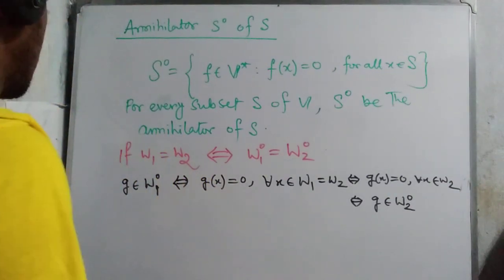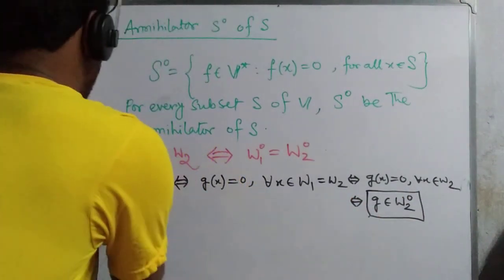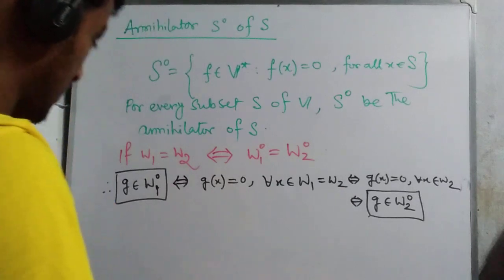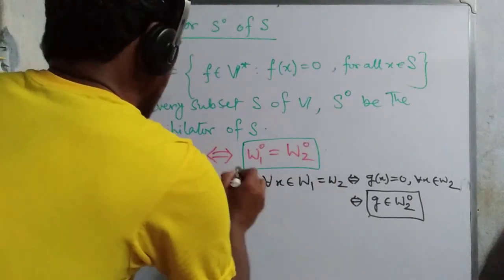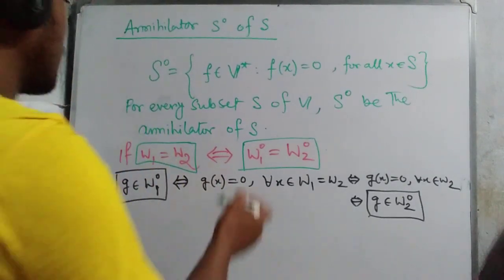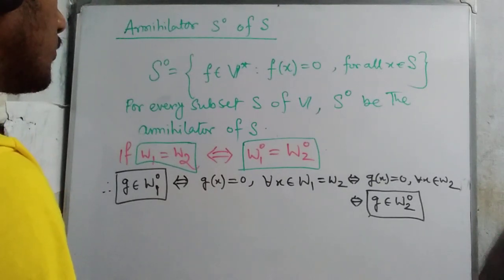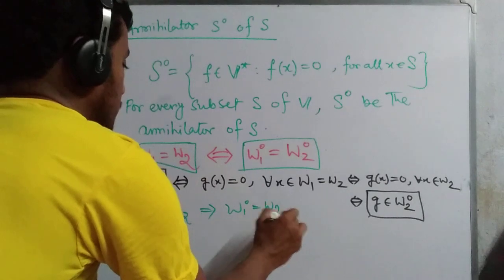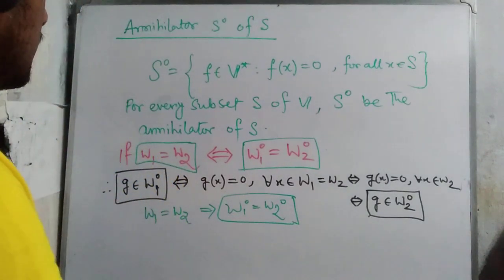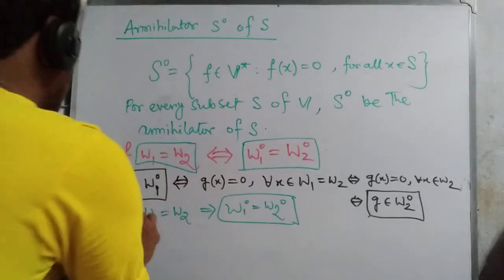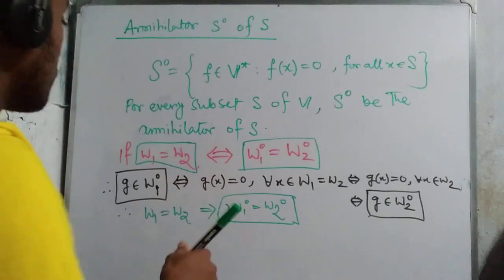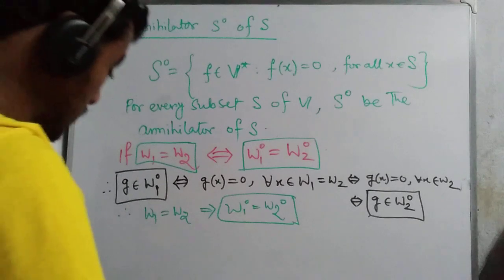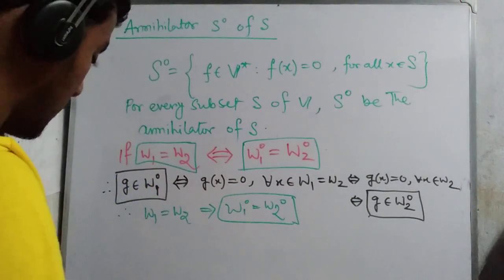So what happened? This one equals this one, so these two are the same. Then if W1 equals W2, this implies W1 naught equals W2 naught. This one is proved. Now we are going to reverse. If W1 naught equals W2 naught, then how do we prove that W1 equals W2? This one is an important topic.